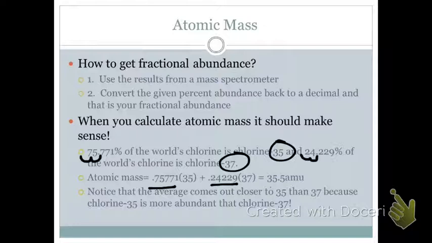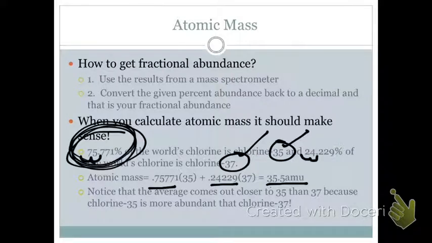Now, my answer, I had two masses. I had chlorine-35 and chlorine-37. My answer is clearly closer to 35. And notice, that makes sense. More of the world's chlorine is chlorine-35 than it is chlorine-37. That's why when you don't have a mass number, you round the atomic mass on the periodic table, because the atomic mass on the periodic table is most influenced by the most popular or abundant isotope out there.